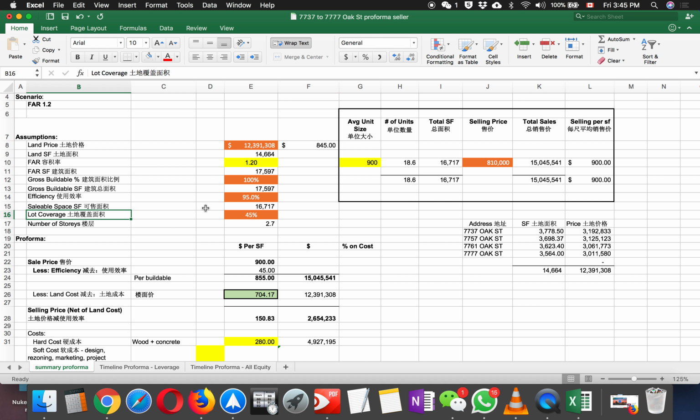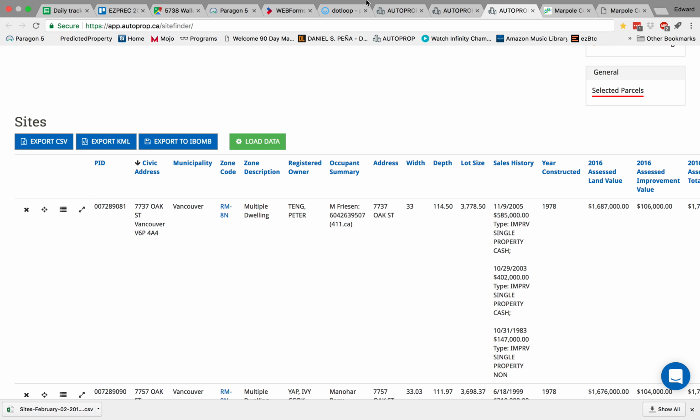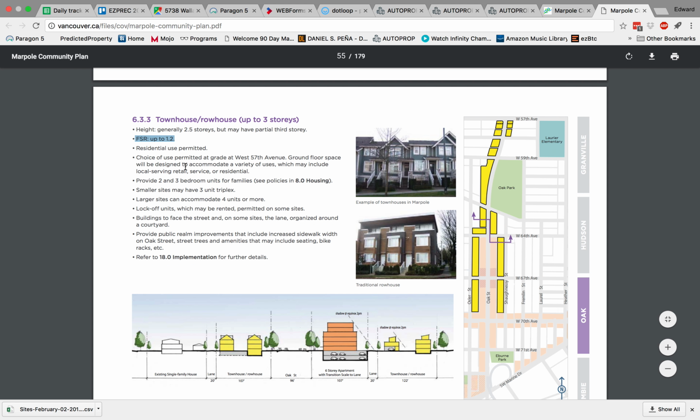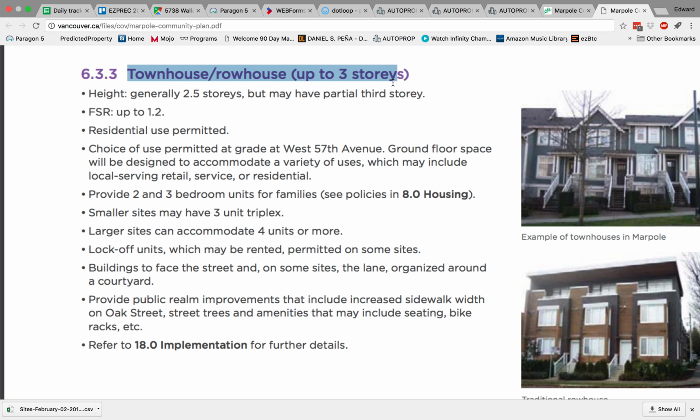So this lot coverage right here. What about detached houses? Dude, let's focus on this. Yeah, let's talk about townhouse because this is townhouse, right? But you don't do this for detached. This is detached though. It can be zoned for townhouse. Remember that? Okay. Here, I'll show you. Take a look. Townhouse and row house, right?